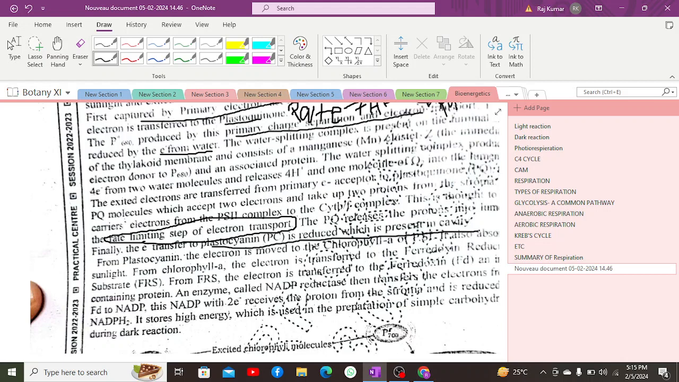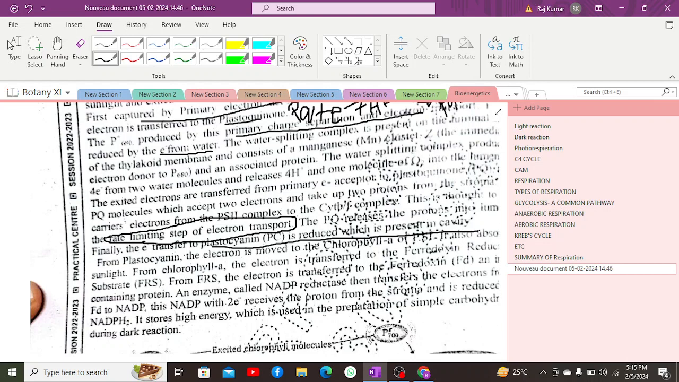Now it would be re-reduced. It was previously in reduced form, then it became oxidized, and then it would be re-reduced by the plastocyanin's additional electron which is present with it. So in this case, the additional electron of plastocyanin will be given to it, as a result of which it will be re-reduced.